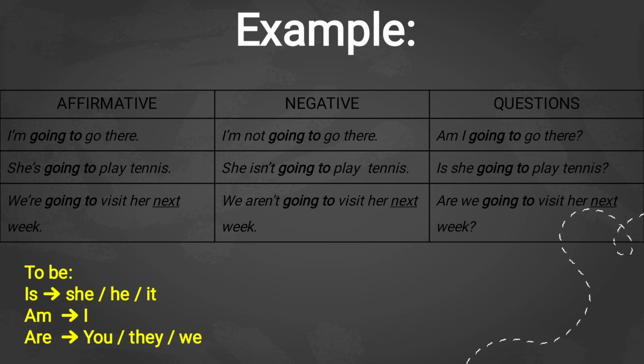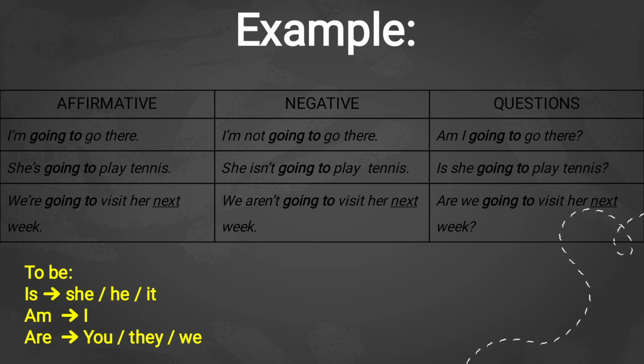Affirmative. I am going to go there. And the negative, I'm not going to go there. And the question becomes, am I going to go there? Okay. And then the second example, she is going to play tennis. She is not going to play tennis. And the question becomes, is she going to play tennis?